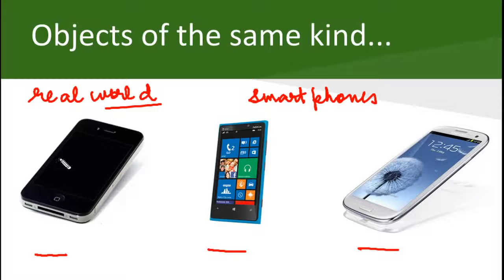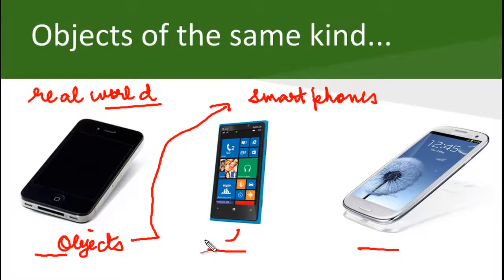Now, an iPhone is a smartphone, a Nokia Lumia which runs the Windows OS is a smartphone, the Samsung S3 which runs the Android OS is a smartphone. So there are various objects, so you can call these objects of smartphone. So there are various objects of the similar kind. So these three can be termed as a smartphone.